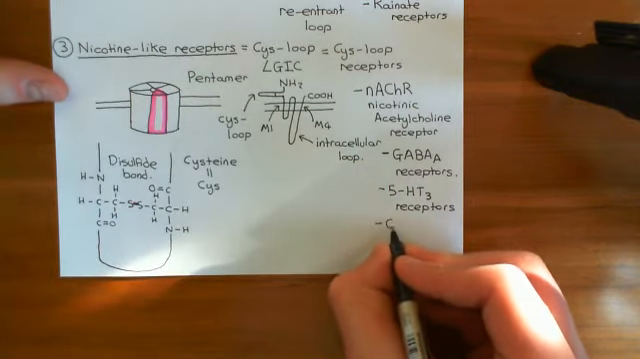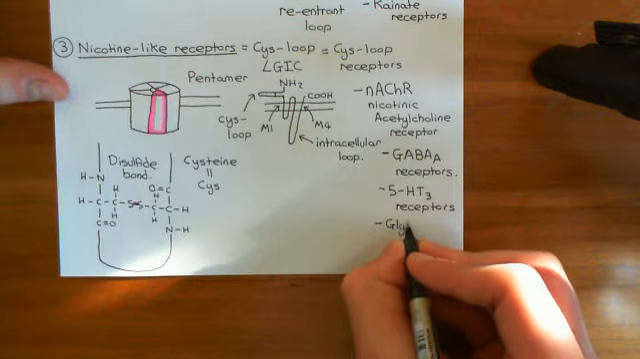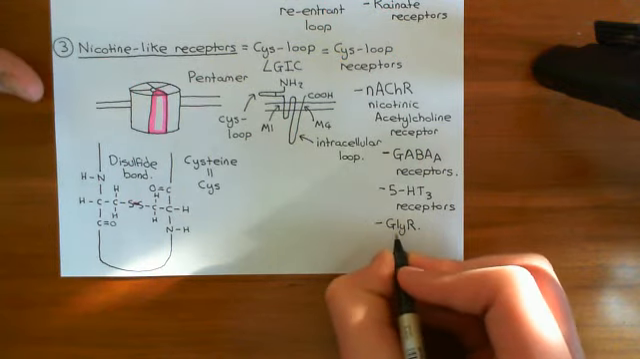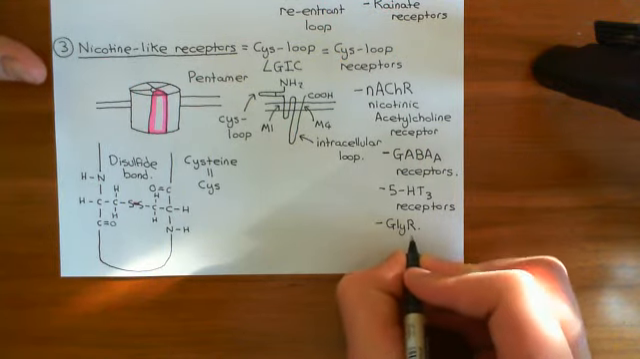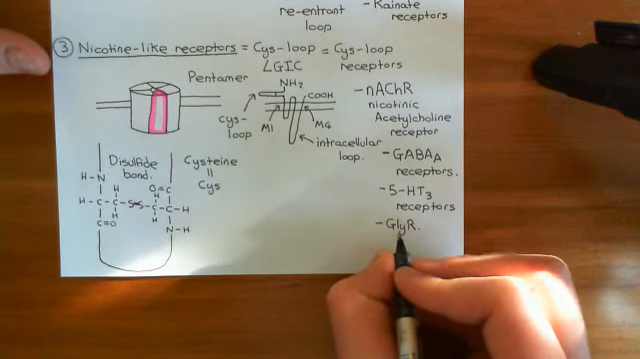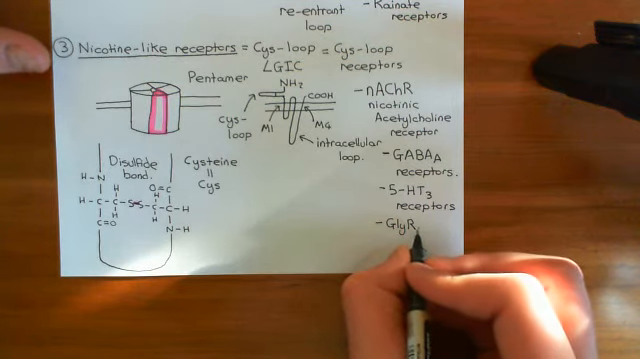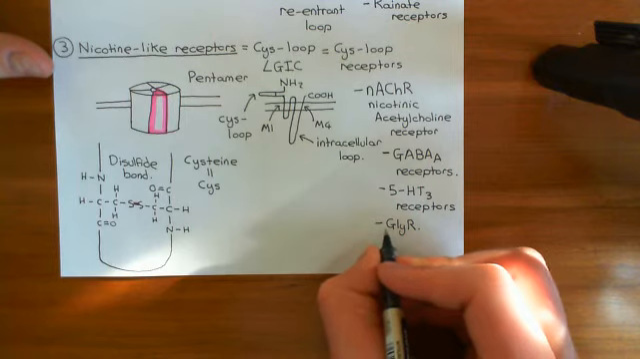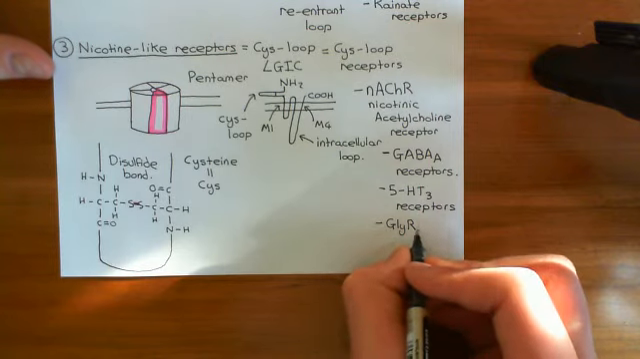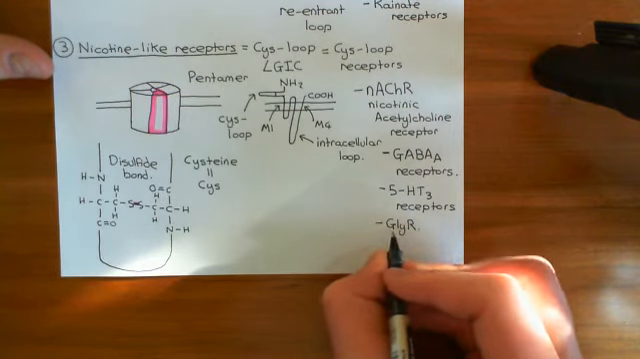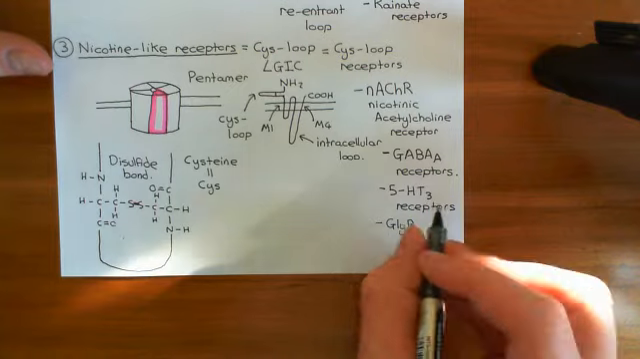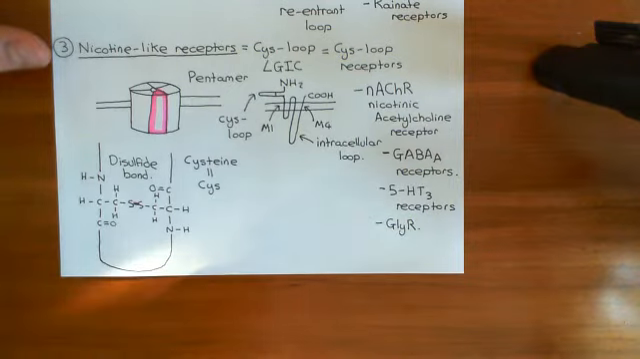Finally, there is also the glycine receptors. Okay, so within the spinal cord, glycine is an important inhibitory neurotransmitter, and the receptors for that are ligand-gated ion channels, and there is an entire family of receptors for glycine, okay, and they're called the glycine receptors, and they are all nicotine-like receptor family ligand-gated ion channels.